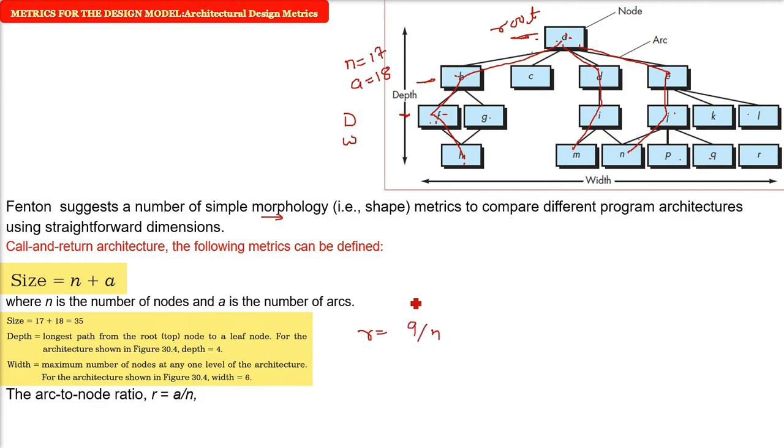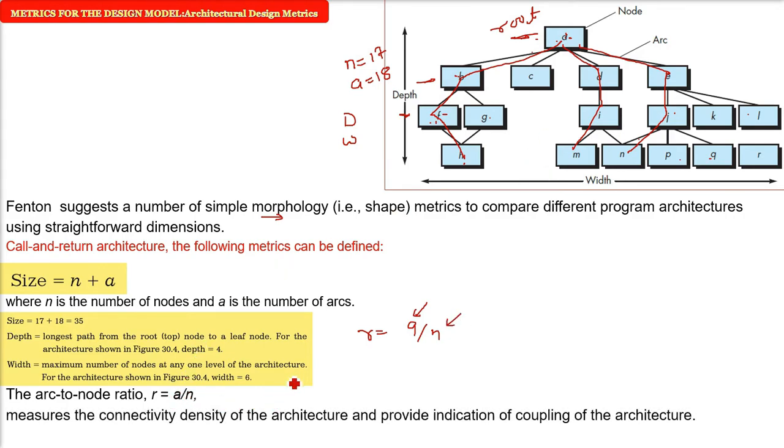So the arc to node ratio, r, can be computed as a divided by n. Number of arcs divided by number of nodes. What do you get? You have the numbers. This value will give you the idea about the coupling of the architecture. So this r equals a by n measures the connectivity density of the architecture, and it is giving you an indication of the coupling of the architecture. So 18 by 17 is going to be 1.06, and that is the metric.